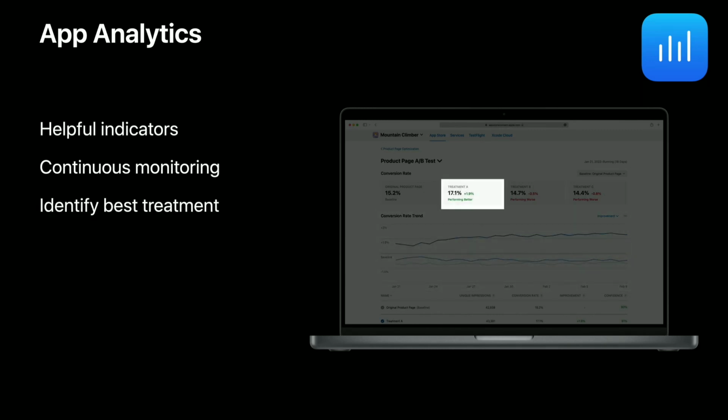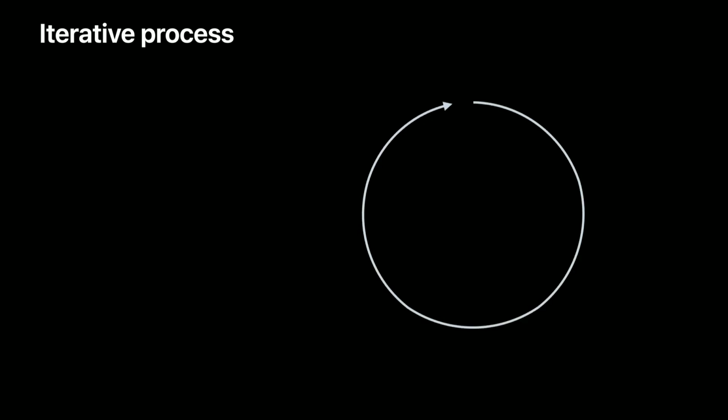In summary, the Product Page Optimization dashboard provides you with the information you need to help you make data-driven decisions and identify which treatment converts users the best. Now, it's important to note that Product Page Optimization testing is not a one and done. It is an iterative, ongoing process. So what do we mean by iterative? It is improving your app's conversion rate in the form of an ongoing optimization loop.